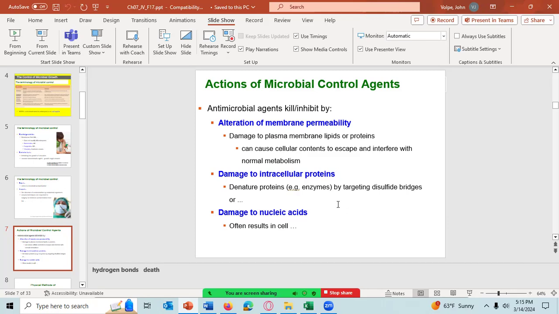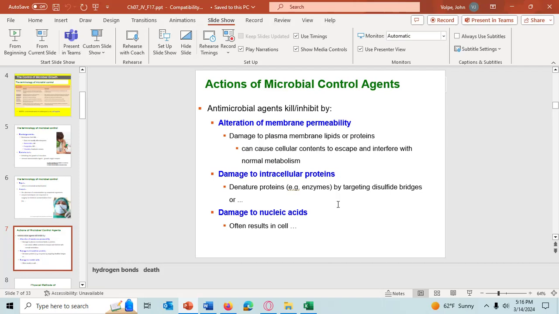The third way you can kill cells is by damaging their nucleic acids. When you damage the nucleic acid, you usually get mutations, and if you get enough of them, you will kill the cell. So if you damage the nucleic acid, you often have cell death. Any questions about any of that? An agent that damages nucleic acid is ionizing radiation.